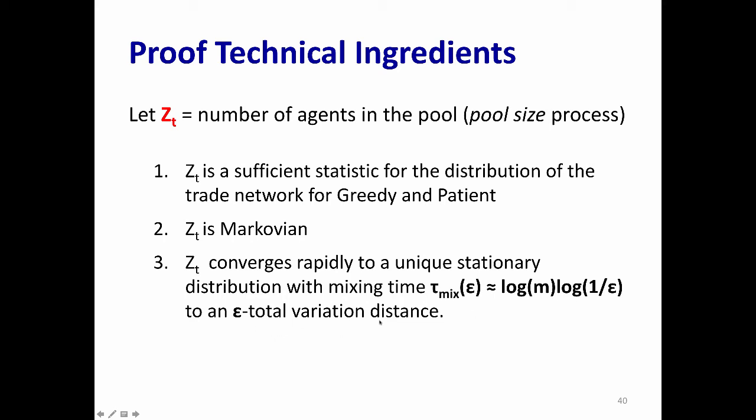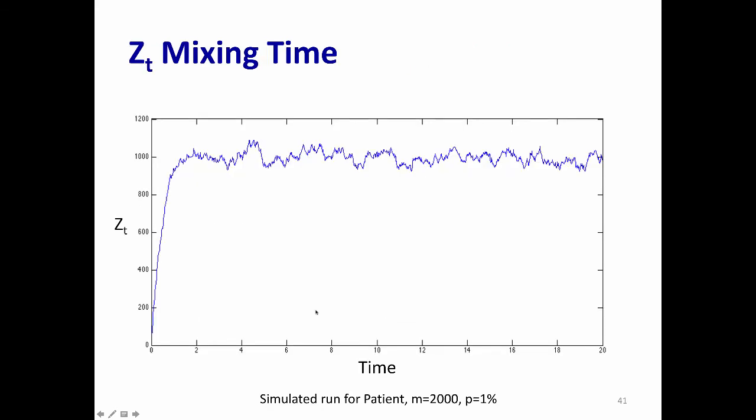So intuitively speaking, if I look at how long it takes for this stochastic process to converge to its unique stationary distribution, it's very, very fast. Okay, so forget about this total variation distance if you don't know what that is. In picture, this is what I basically mean. If I start from pool size 0, and the stationary pool size is roughly 1,000, it takes less than 2 periods for me to get very, very close to the stationary pool size and then remain around it.